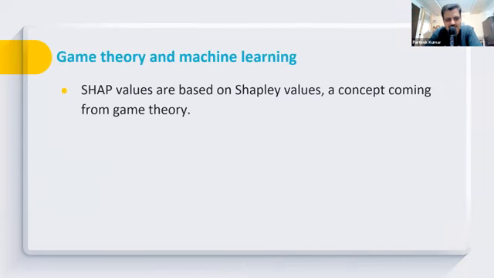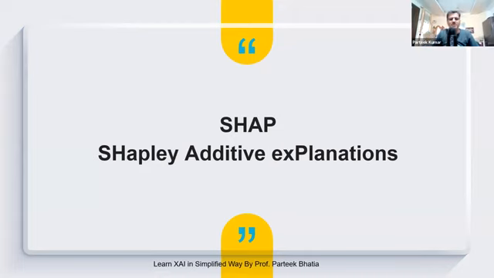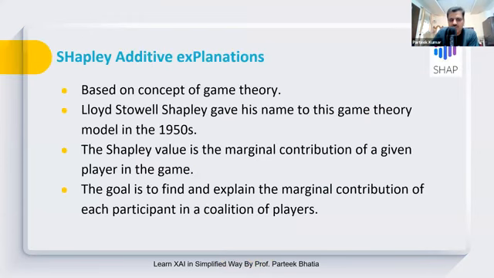So let's discuss another quick approach called SHAP. SHAP stands for Shapley Additive Explanations. You can write down this definition in your notebook. This SHAP approach is based on the concept of game theory, and this theory was given in the 1950s. Now we are using this game theory for generating explanations for our models.